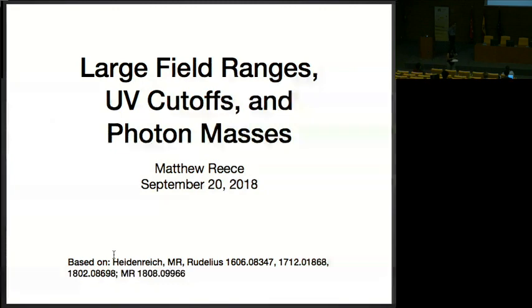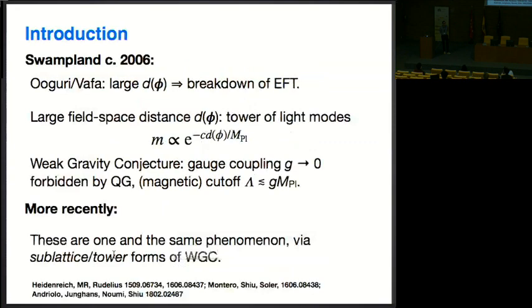Thank you. Okay, so I'm going to talk about a few topics that come from papers that I wrote with Ben Heidenreich and Tom Rudelius, and also a paper I recently wrote just by myself. These topics are all closely related to the early Swampland conjectures, in particular the Swampland distance conjecture and the weak gravity conjecture. So I'm going to have very little to say about the more recent conjectures like de Sitter space, although I will briefly say a couple of things about cosmology toward the end of the talk.